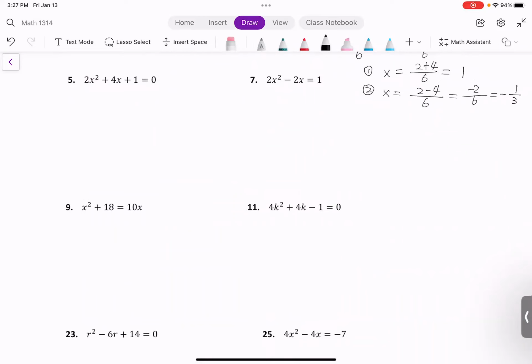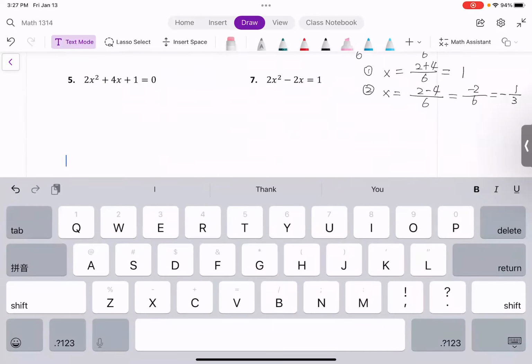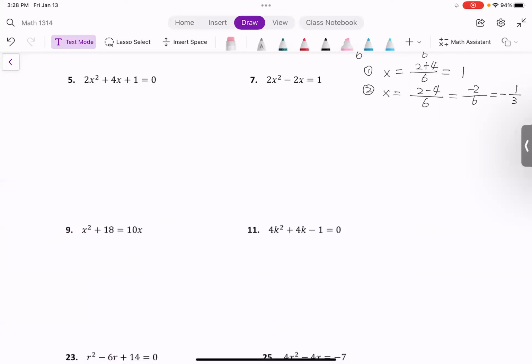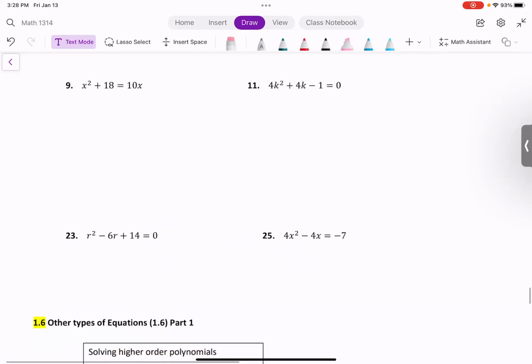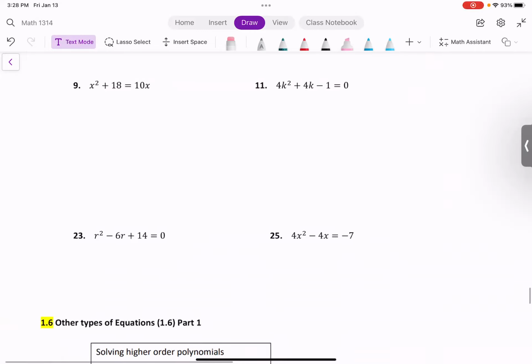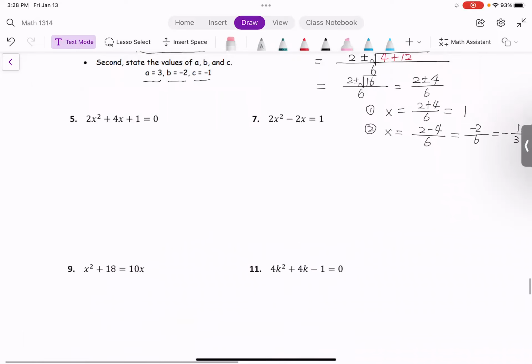Let's use the quadratic formula to solve the following equations. I have so many examples here. Maybe we need some more space here. Okay, here they need more. Maybe we adjust that later.